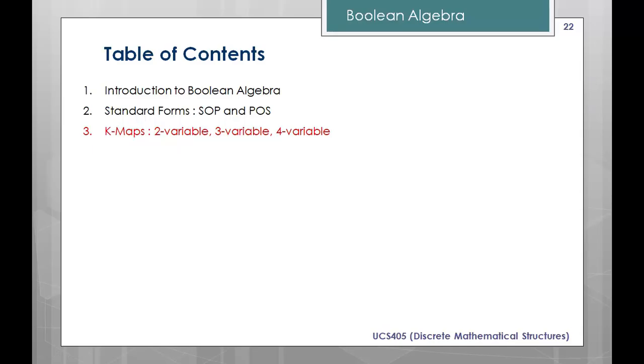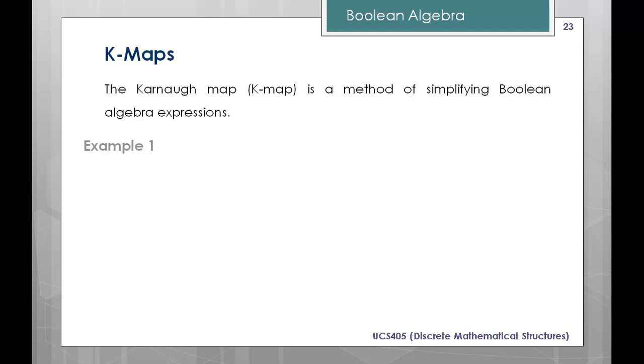In the last lecture we finished SOP and POS. In this lecture we will start with K-maps, first with 2 inputs, then 3 inputs, then 4 inputs. Now what is a K-map? It's a method of simplifying a Boolean algebra expression. The result from Boolean algebra is not always minimum, so we have to minimize that expression. For that purpose, we use K-maps.